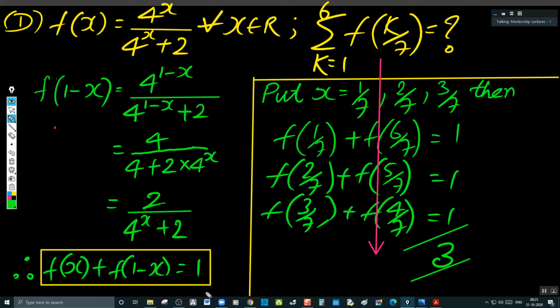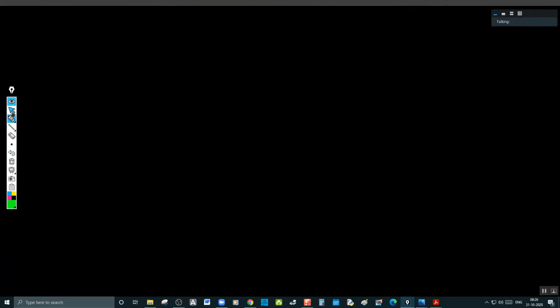So the denominator terms are distributed to the numerator like this, and thereby you can understand that if you add them, you are getting 1. After getting this functional equation, according to the question, we replace x with 1 by 7, 2 by 7, 3 by 7, and the other terms you'll automatically get. That is the reason why he gives sigma notation. K runs from 1 to 7, and thereby the answer is 3. Clear? Yes, moving on to the next question.